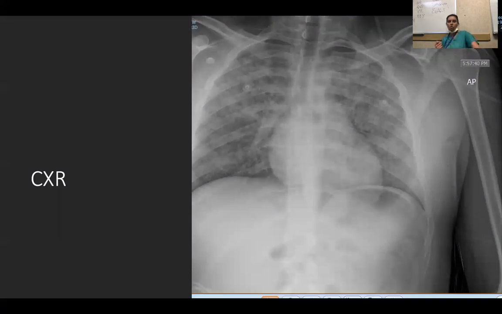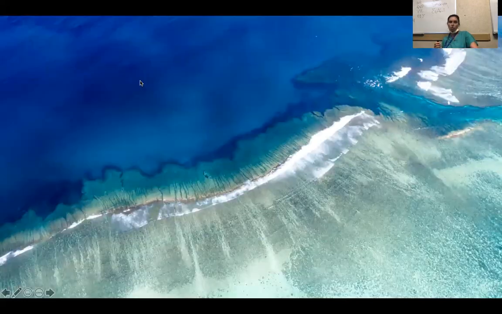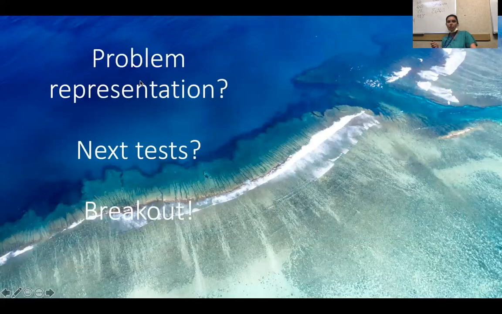So from there, what tests do we want to order now? I think I might have this. Oh, yeah. So I'll give you guys, again, a minute, 2 minutes in the breakout rooms. Come up with the next test that you want to order and a problem representation. I'm going to ask if anyone can type it into the chat. And we can come up with one here, too. Let me just mute myself.